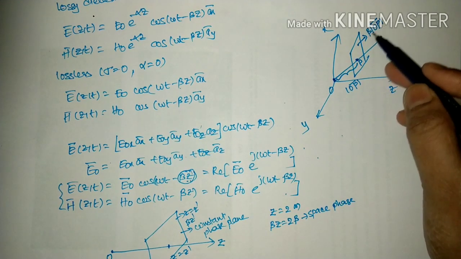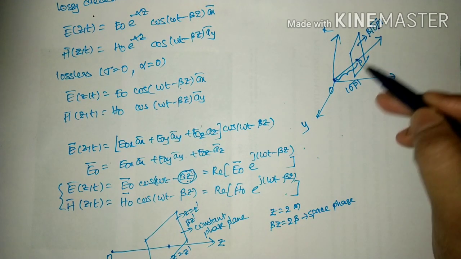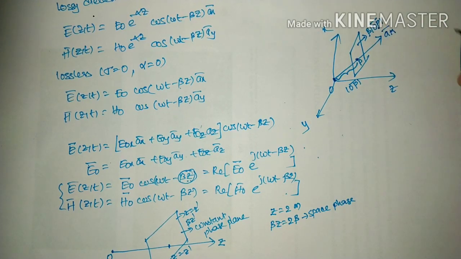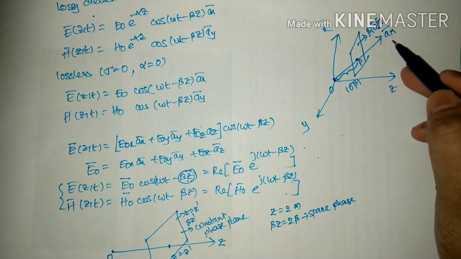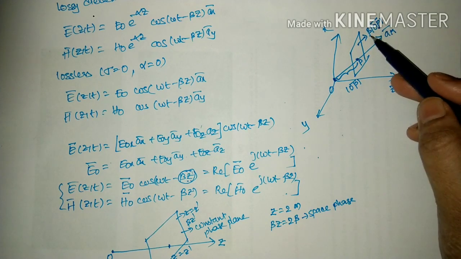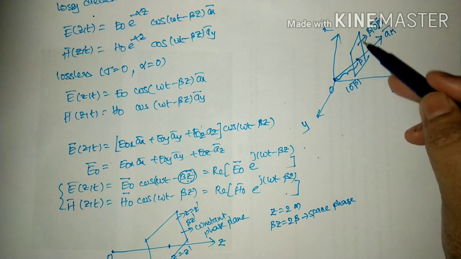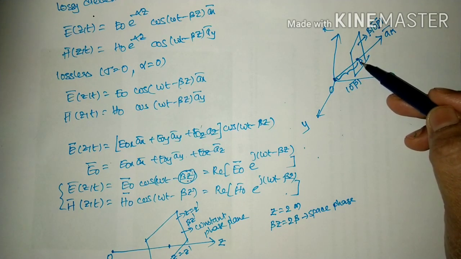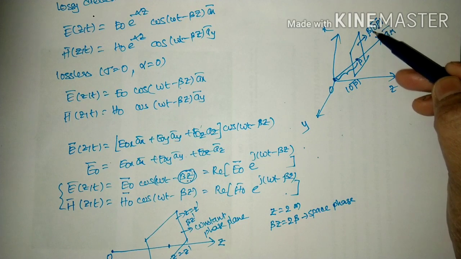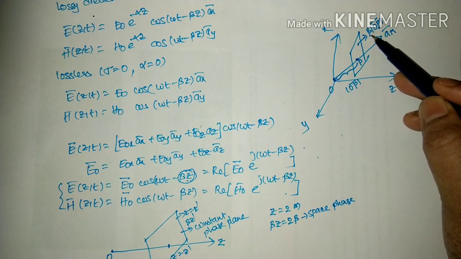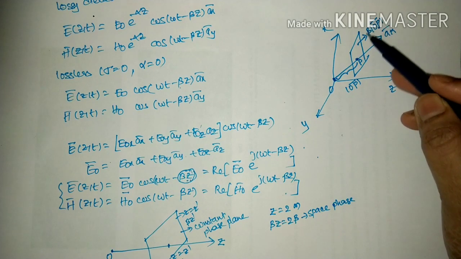So this defines the phase variation as the wave is propagating along this direction. This is the direction of the electromagnetic wave. The unit vector along this direction is given by a_k. So beta into OP will give the phase after traveling a distance of mod OP. If you know the general expression for the distance traveled in this direction, you can calculate the phase by just multiplying it with beta.